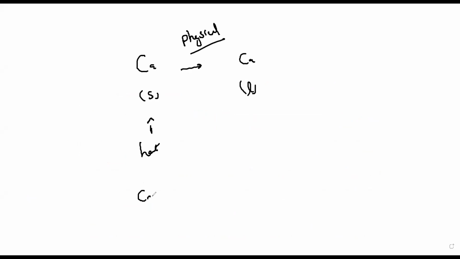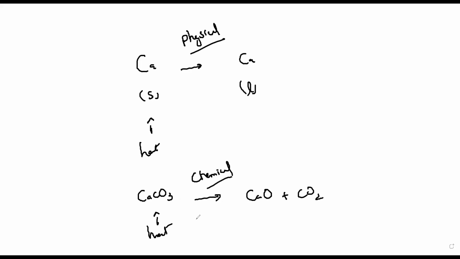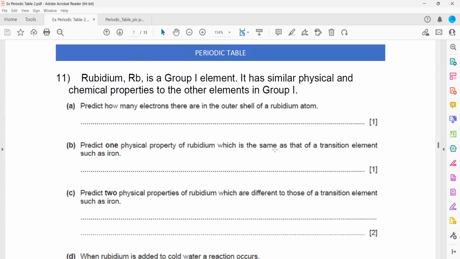But if I have calcium carbonate and I supply the heat energy, as a result, it will form calcium oxide plus carbon dioxide. So this change, when I supply heat and a new substance forms, refers to a chemical change. And this chemical change is known as thermal decomposition or the decomposition reaction. So if a new substance forms, it's a chemical change. If no new substance forms, it's a physical change.